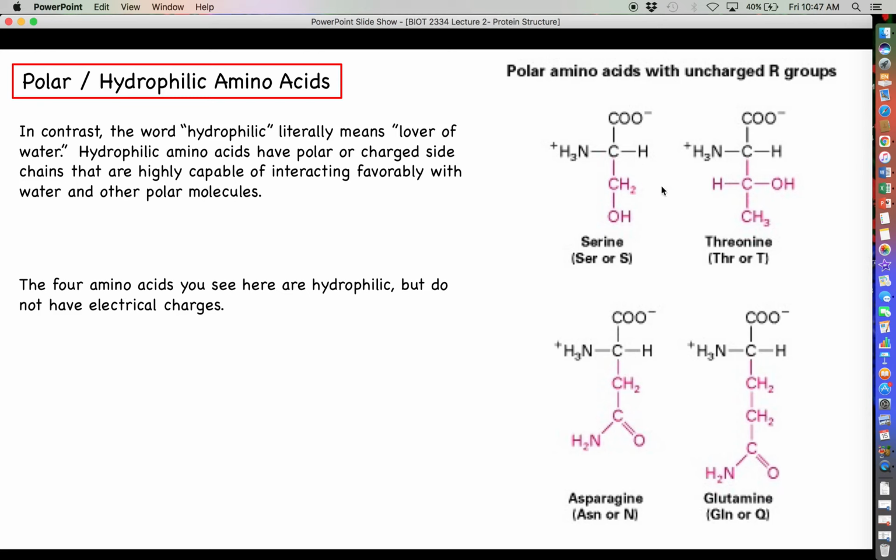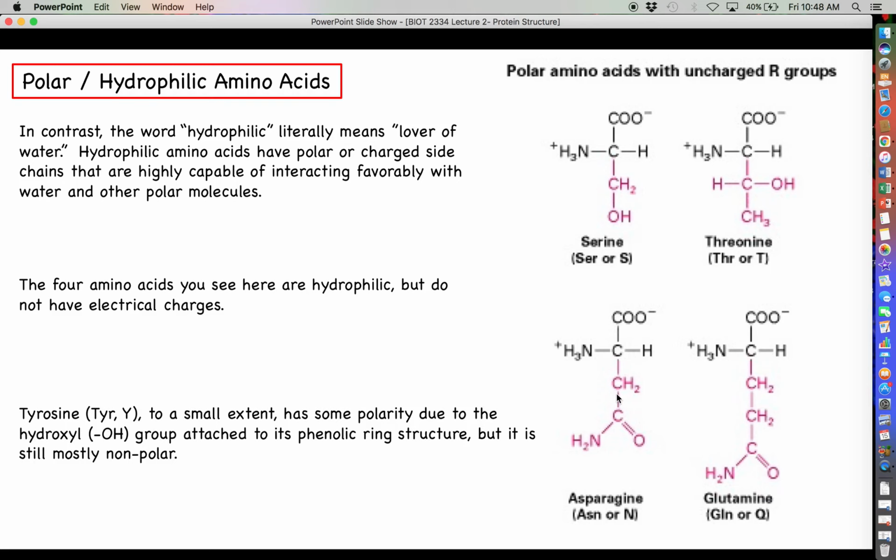You have serine, threonine, asparagine, and glutamine. If you look at serine and threonine, you'll notice that you have some carbon and hydrogen here, but you do also have a hydroxyl functional group here. So that's going to impart some polarity to the side chain and allow it to interact with water. Asparagine and glutamine both have amide functional groups. That's what you call the carbon, oxygen, nitrogen setup that you see here. They have amide functional groups, which are also very polar and very able to interact with water.